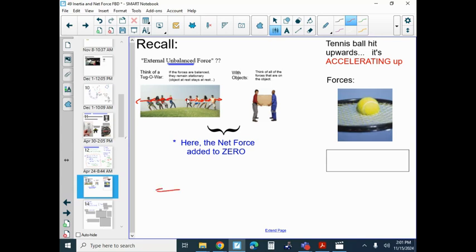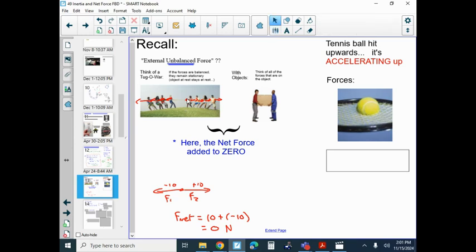And if their grand total is the same both ways, then F1 and F2, force of team 1 and force of team 2, if this was negative 10 and this is plus 10, then the net force is just the 10 plus the negative 10, giving you 0. It's a stalemate in a tug of war.